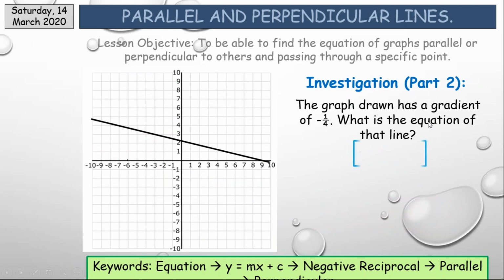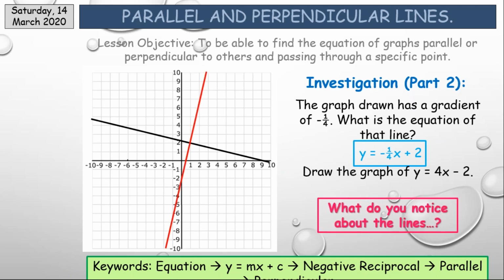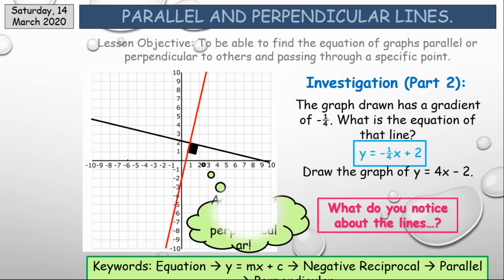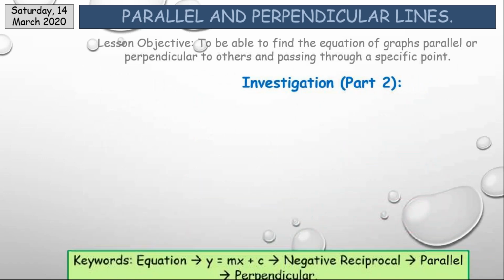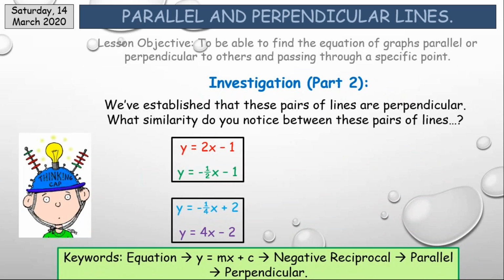Suppose I'm given another example. My line is given, which is y equals negative 1 over 4 x plus 2, and I have another task to draw, y equals 4x minus 2. If I draw these two lines, again I see that they create 90 degrees, they're perpendicular to each other, and they meet at 90 degrees. So we have two pairs of lines that are perpendicular to each other.